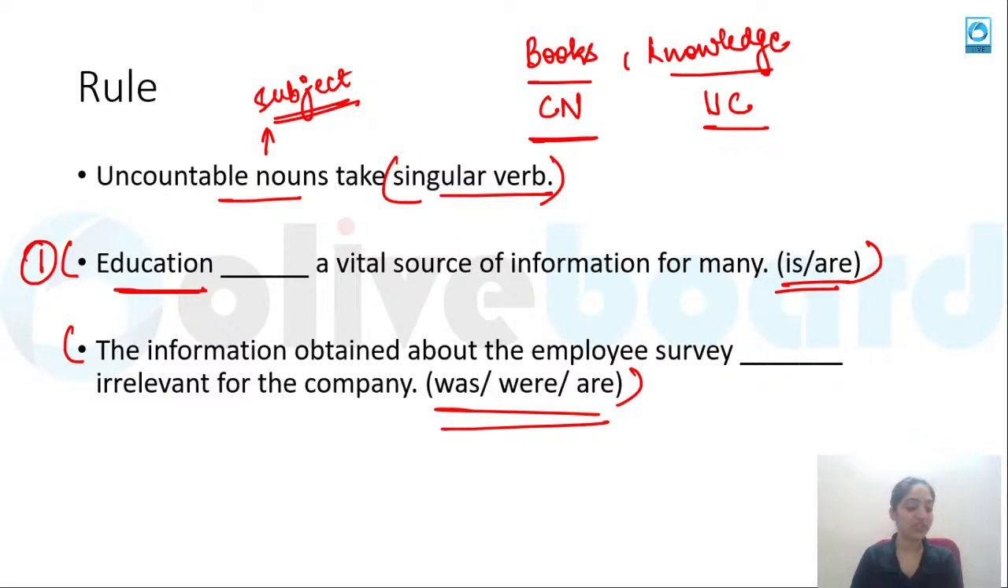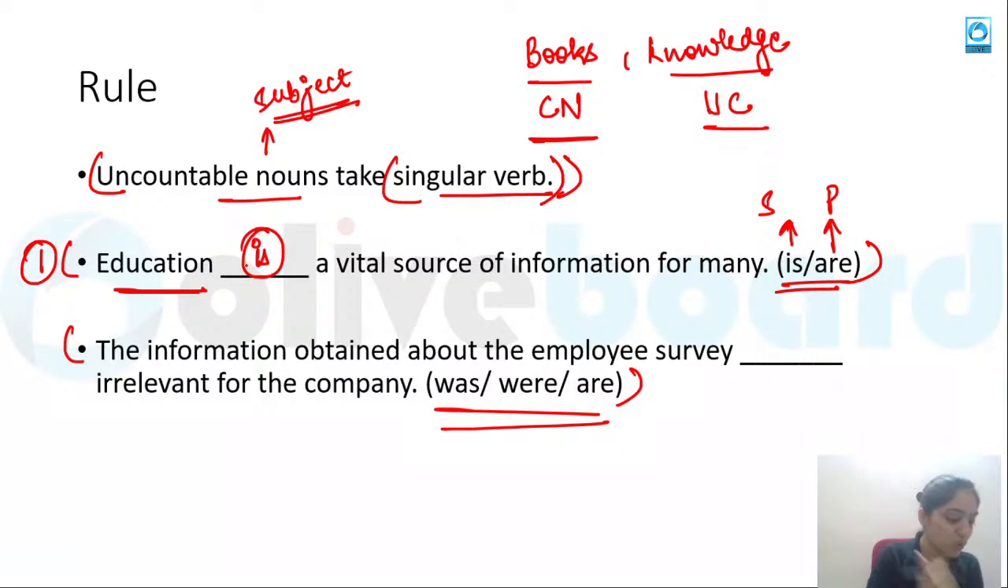For the first question, you are given two options, is or are. Is is a singular verb, and are is a plural verb. The rule that we have discussed states that uncountable nouns will be followed by a singular verb. So here is the correct answer. Most of you were correct, guys. Rahi, Soumya, Harsha, Shruti, Snehashish, correct answers. Commendable job.